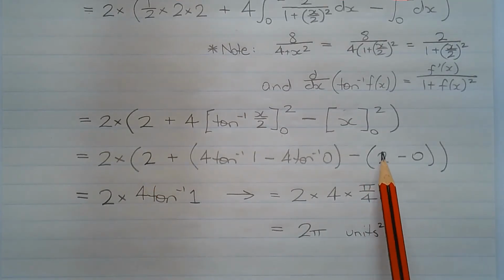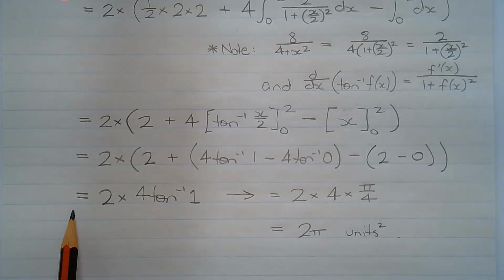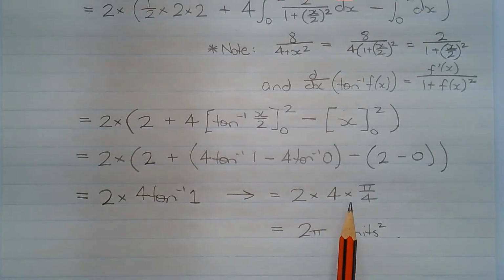Now these 2's will cancel. And that equals 2 multiplied by 4 inverse tan of 1, which equals 2 multiplied by 4 multiplied by pi over 4, which equals 2 pi square units.